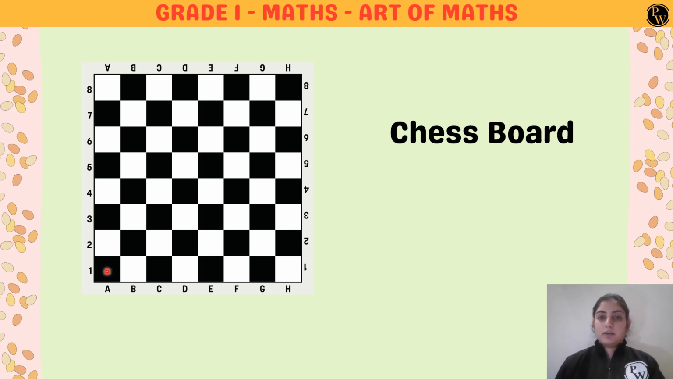Here also after a black box there is a white box, then a black, and then a white box, right? Yes. And what does it form? It forms a pattern of black and white that we usually see in a chessboard, right? Yes. So in our today's session, we are going to learn about different types of patterns.